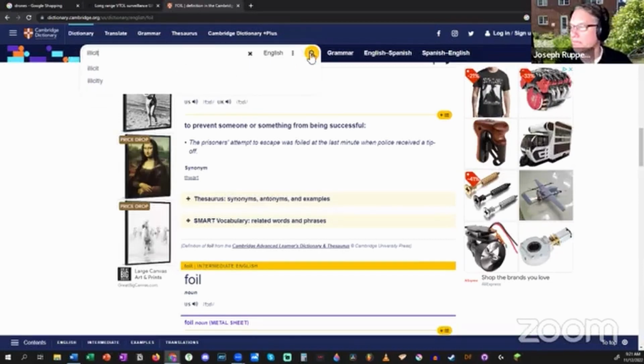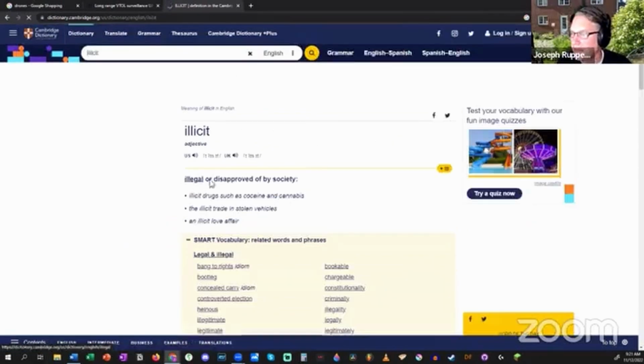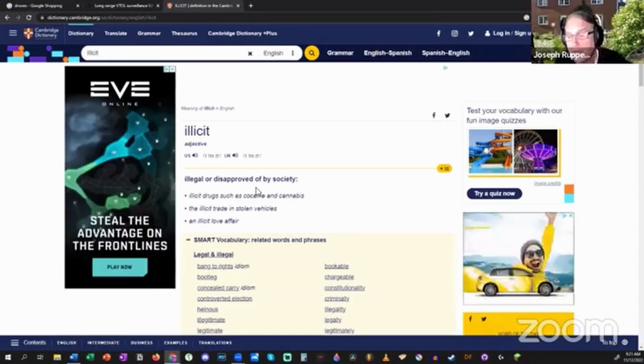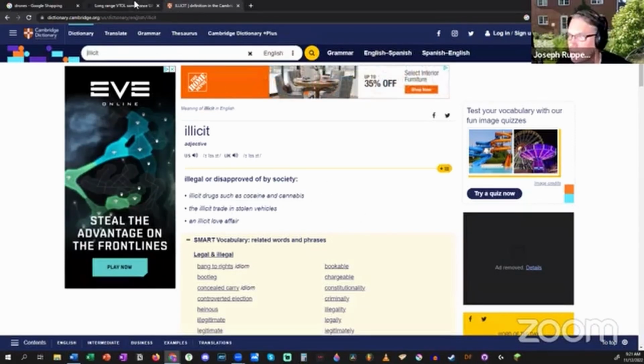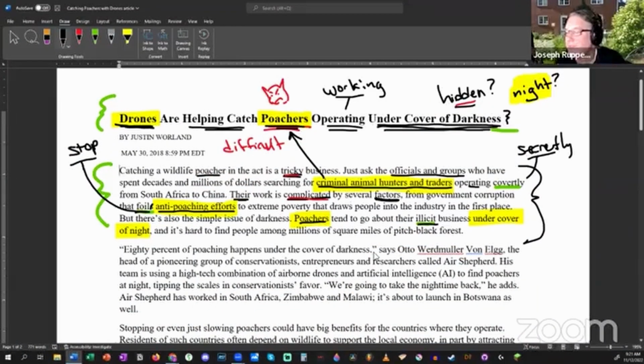Illicit. Illegal or disapproved by society. Very simple. Illegal. So they're illegal, they're criminal activity. So the word illicit could be used for something illegal or just something that's considered bad in society. But here, definitely illegal business. So we can say here, illegal, if I can fit it in there. Illegal. Cool. Okay.